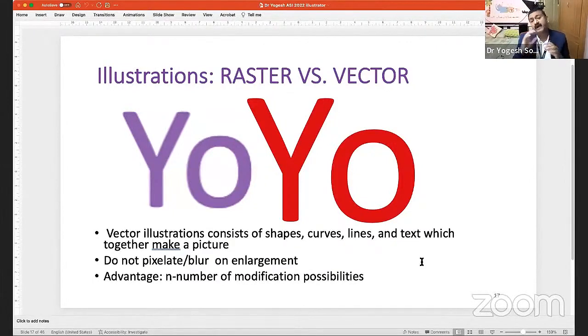Second, suppose I have drawn an illustration, and after 2 or 3 years I want to modify it; I can easily modify it. But raster images, we cannot modify that much. There are certain limitations. So vector illustrations are nowadays replacing raster illustrations entirely.